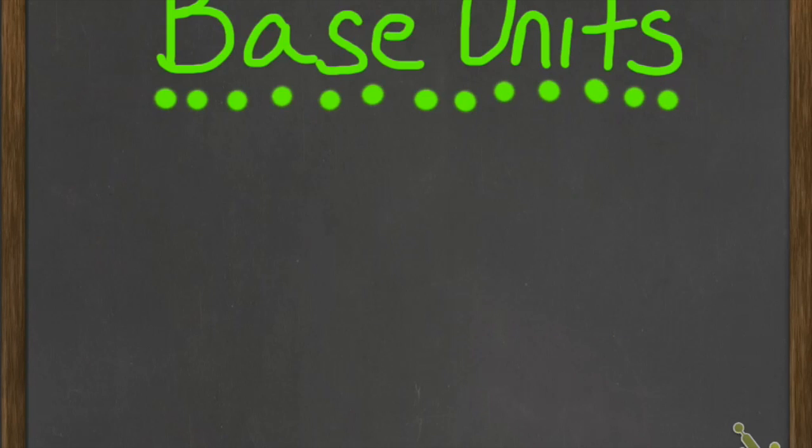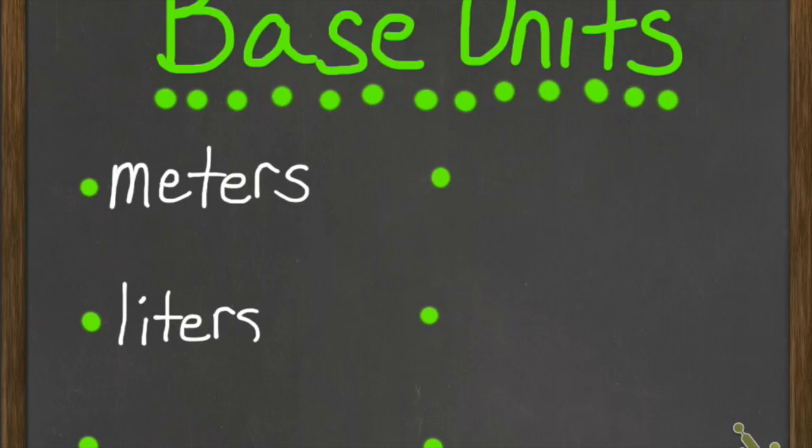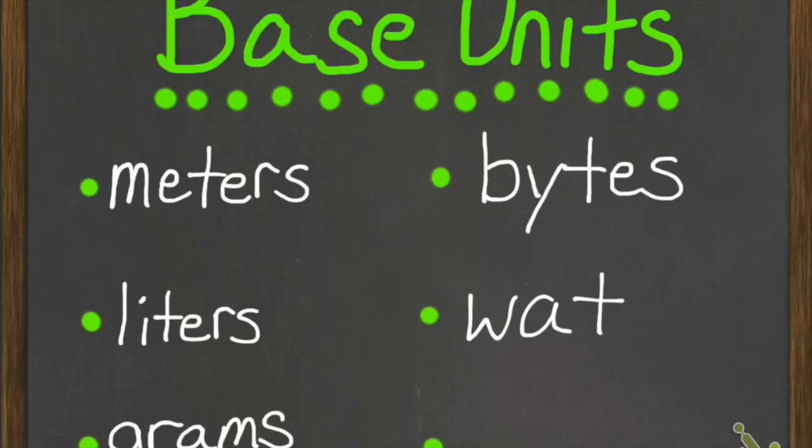So in metrics, I said that they have base units. Now these base units, there's tons of base units. So the ones on the left, like meters, liters, and grams, also bytes and watts, you are probably familiar with. You've heard of those. You've heard of bytes. That's like when you're trying to download something. It takes so many megabytes or gigabytes. You've heard of these base units.